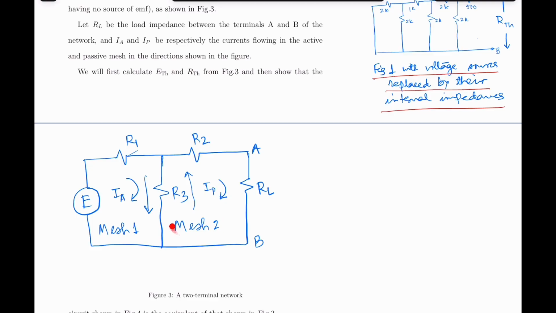In mesh 2, we have no voltage source. So we represent the current in this loop by IP, meaning that this is the current in the passive loop.